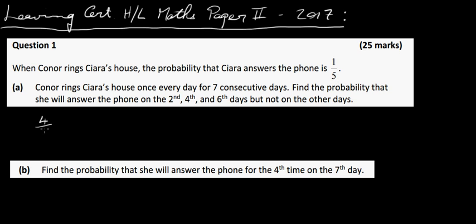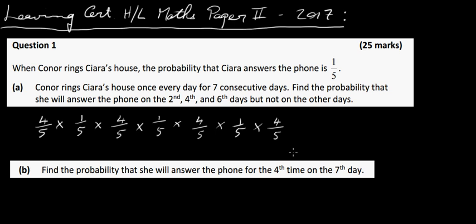So that's going to be 4/5, and then we want her to answer the phone on the 2nd day, so that's going to be 1/5, and we don't want her to answer the phone on the 3rd day, so that's going to be 4/5. On the 4th day we want her to answer the phone, so that's 1/5, and the 5th day then she won't answer the phone, so that's 4/5. 6th day she will answer the phone, so we got 1, 2, 3, 4, 5, 6, and one more then, she won't answer the phone on the 7th day.